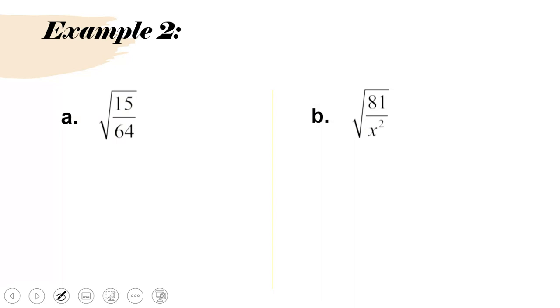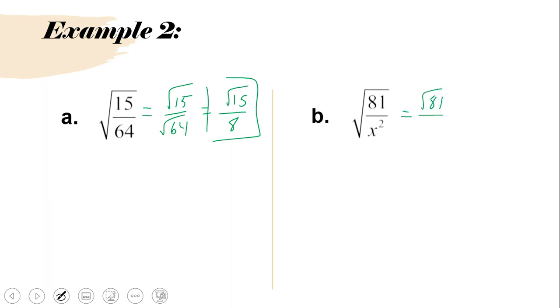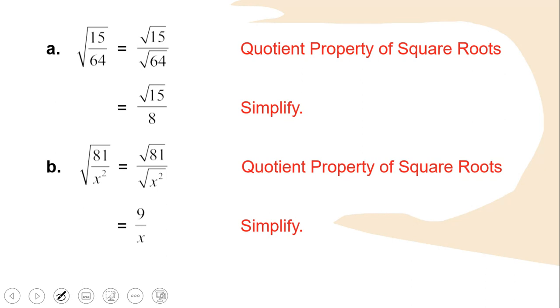So if we have the square root of 15 over 64, this could be equal to the square root of 15 over the square root of 64. Well, 64 is a perfect square. It's equal to 8. So I'd get an answer of square root of 15 over 8. Here, we can have square root of 81 over the square root of x squared. Square root of 81 is 9. Square root of x squared is x, so I would get an answer of 9 over x. And this just shows them here.